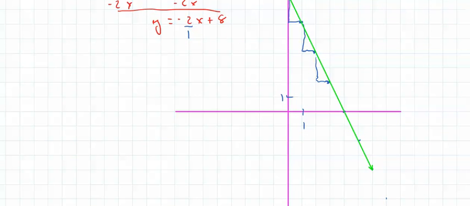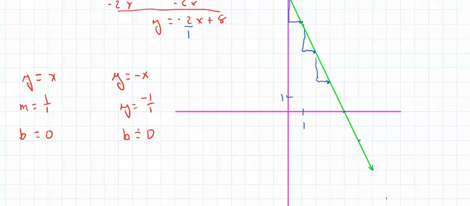Lastly, if I ask you to graph y equals x, or y equals -x, here the slope, m, is 1 over 1, and the y-intercept, b, is equal to 0. Here the slope is -1, -1 over 1, and the y-intercept is 0. So if there's no y-intercept shown, it's 0. If you can't see a coefficient, the slope is 1, or if it's negative, -1.